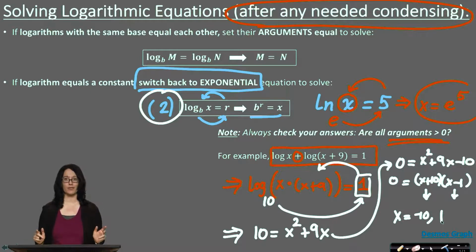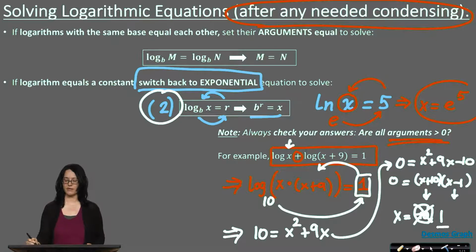Now, before you declare your victory over this problem, you have to check if those answers are even possible. What we're saying is, when could this side of the equation on the left equal 1? And the answers are maybe when x is negative 10 or 1. Well, at negative 10, look what would happen in the first argument. You'd have log of negative 10. Can I have a negative argument? No. So negative 10 is not a valid input. It is not a possible x value in the domain.